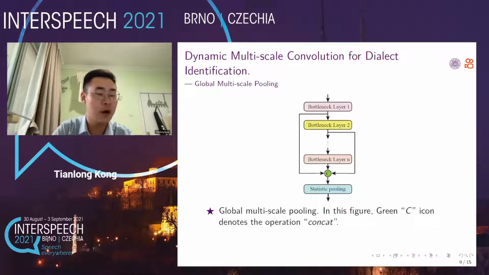capabilities. Then the global muscular pooling layer calculates the mean vector mu as well as the second-order statistics in the form of the standard deviation vector sigma over the frame-level features. The above is the improvement over the entire frame level.